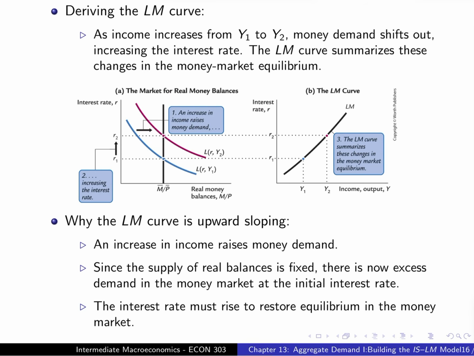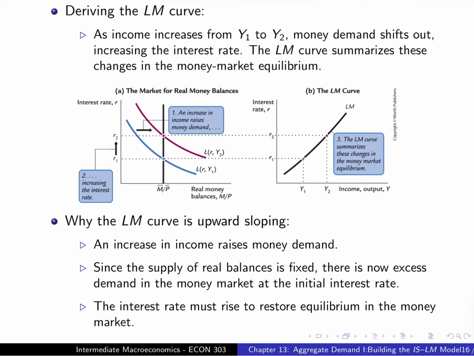As output Y increases, people want to hold more money for transactions. This shifts the money demand curve to the right. In the left diagram, when output rises from Y1 to Y2, money demand increases from L(R, Y1) to L(R, Y2). With money supply fixed, this causes the interest rate to rise from R1 to R2. In the right diagram, this relationship is plotted as a point on the LM curve. Higher Y leads to higher R. Repeating this gives the upward sloping LM curve.